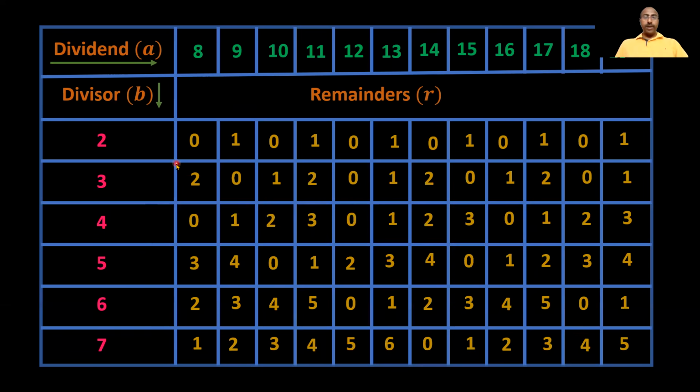So now observe this table. If 2 is divisor, then the remainders are from 0 up to 1. If 3 is divisor, then the remainders are from 0 up to 2. And if 4 is divisor, then the remainders are from 0 up to 3. And if 5 is divisor, then the remainders are from 0 to 4. And if 6 is divisor, remainders are from 0 to 5. And if 7 is divisor, then remainders are 0 to 6. Okay.